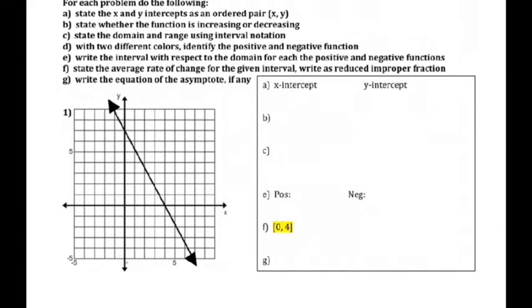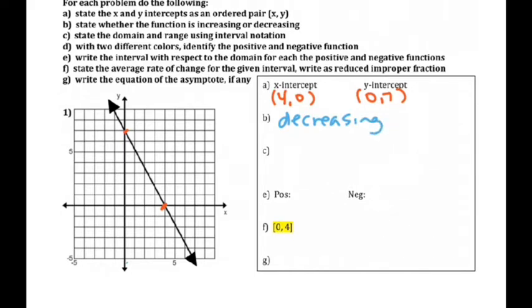State the x and y intercepts as an ordered pair. So the x-intercept right there is (4, 0). The y-intercept is (0, 7). B, state whether the function is increasing or decreasing. So can you see that real quickly? That one is going to be decreasing.